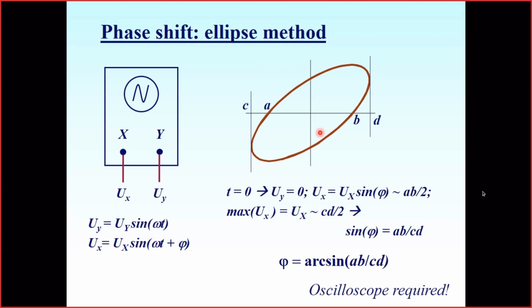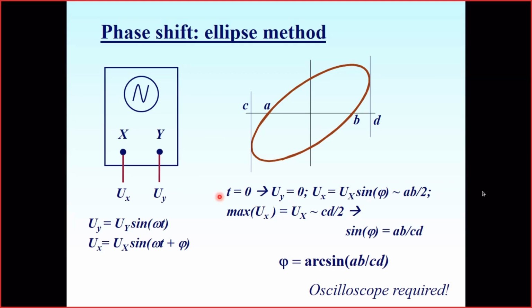But if we have a phase shift which is not exactly 90 or 180 or 0, we have an ellipse which is tilted, or rotated, turned. Yeah, and it's actually not too difficult to understand.